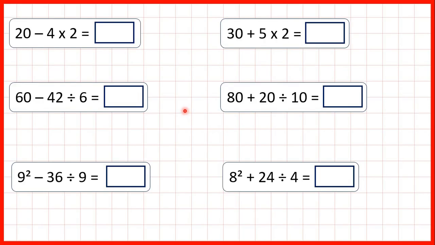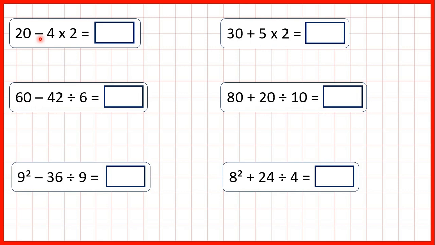So we've seen that when we have brackets in calculations, we always do what's written in brackets first. Now for these questions, we don't have brackets, but we do have mixed operations, and there's a special order in which we do operations. We don't work from left to right, but instead we always do multiplication or division before we do addition or subtraction.